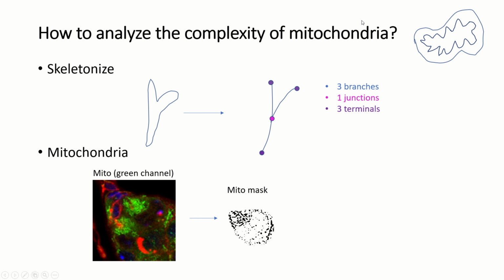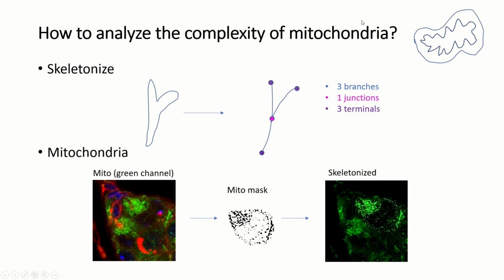By selecting cells and adjusting the threshold, we obtain this mitochondria mask. Next, we skeletonize the mitochondria mask and get the skeletonized image. This image overlays the skeletonized image with the original raw green channel, which is the mitochondria channel. Let's continue to see how to use this tool.